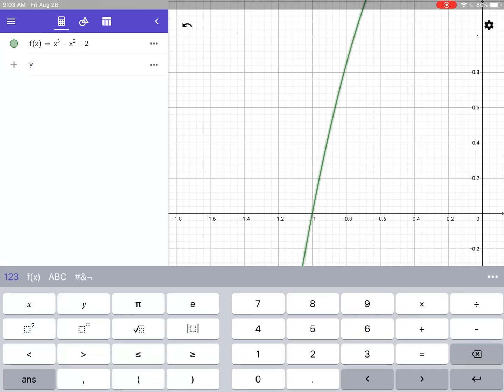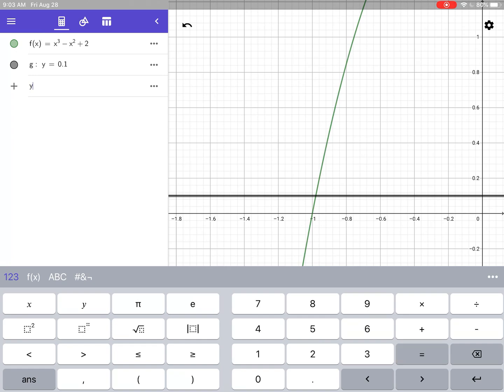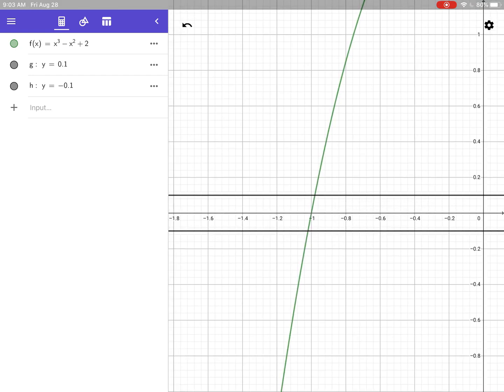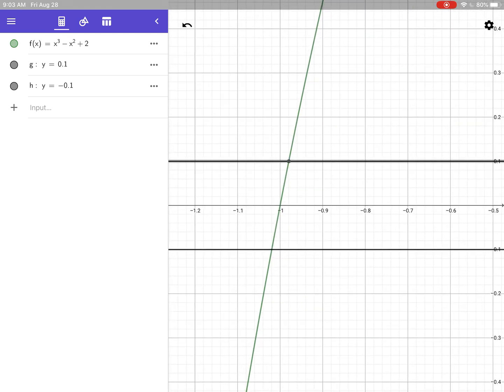So I'm going to use y equals 0.1, and that's going to be one equation. The other equation I'm going to use is y equals negative 0.1, because I want to be 0.1 above and 0.1 below this y value that I'm looking for. So if you notice, I don't have a lot of wiggle room in here.